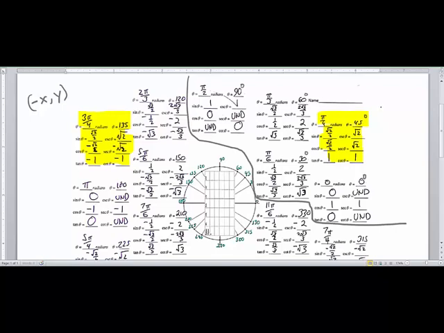So the best way to make this chart is to copy the first quadrant, since all the values of x and y are positive, and then take whatever's on the right and copy it to the left in that section, and then apply your negatives for just the x. So let's take a look at this.